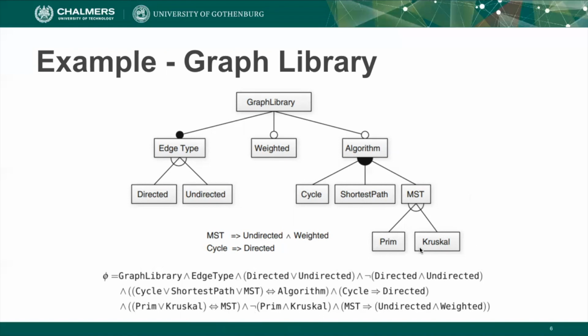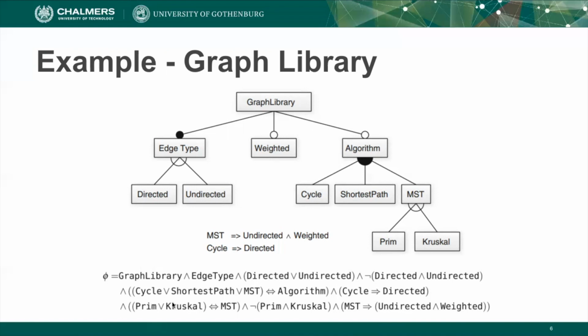Now, we have a couple of additional constraints in all of this. If we choose cycle, that implies that we also choose directed. Okay. If we choose cycle, we must also choose directed. So that's in here right here. And then in addition, if we choose MST, what that implies is that we choose undirected and weighted, and that's also embedded in here. So that's our entire formula.